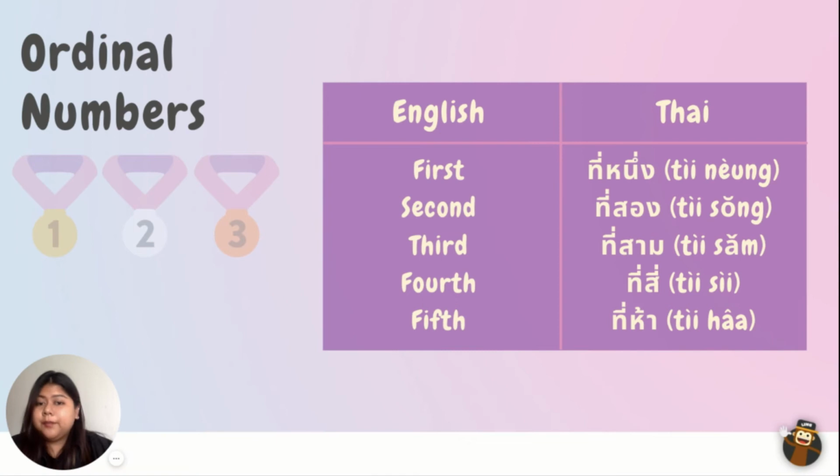And for the ordinal numbers, it's more like a level of the numbers. I will start with the first one. ที่หนึ่ง is first. ที่สอง is second. ที่สาม is third. ที่สี่ is fourth. ที่ห้า is fifth.